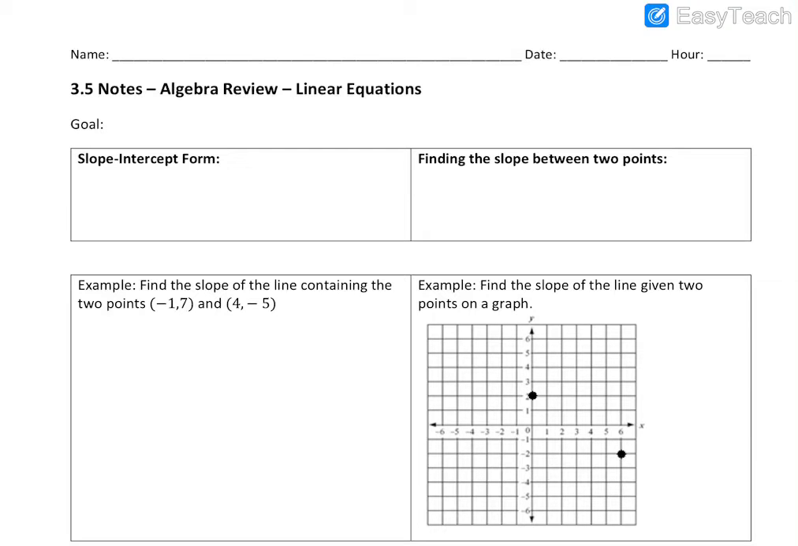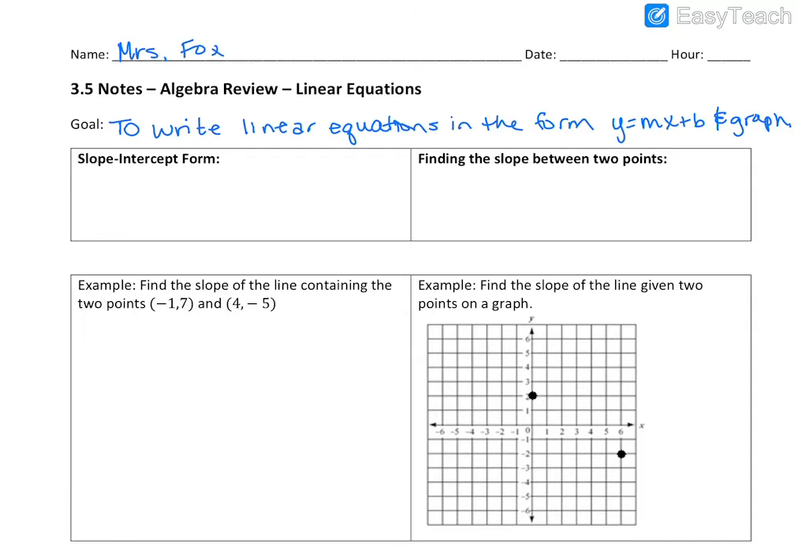Okay, so today we're going to be doing our 3.5 notes, which is actually algebra review. Yes, you should have gotten to this part of algebra last year when you took Algebra 1. So our goal for today is to write linear equations in the form of y equals mx plus b and to graph them.